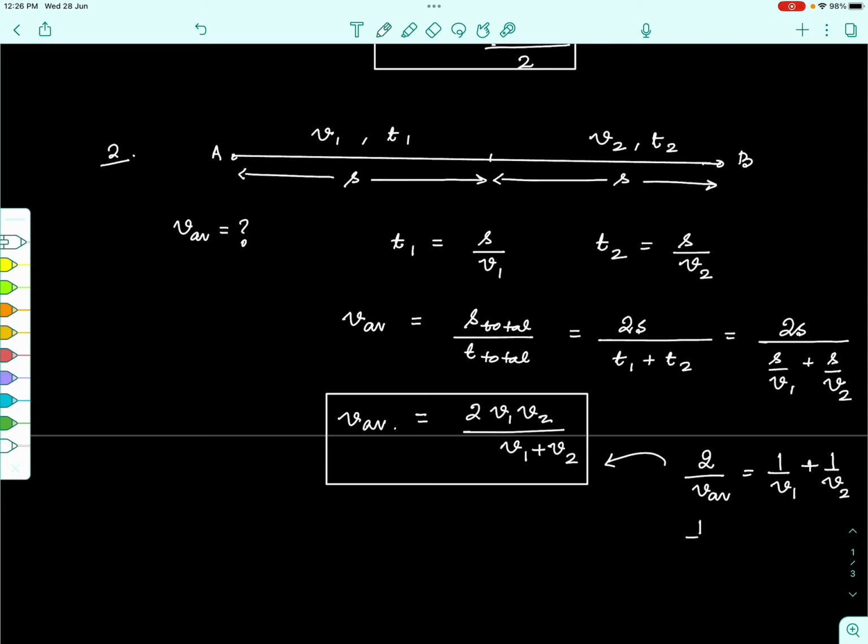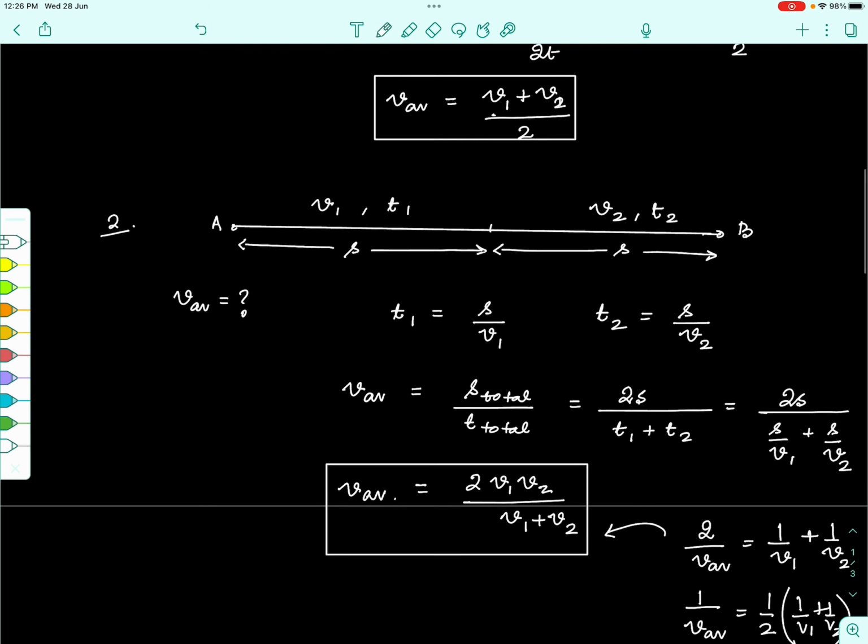Or we can also write this as 1 by V average is equal to 1 by 2 times 1 by V1 plus 1 by V2. So, it is the mean of the reciprocals of the two speeds, that is equal to the reciprocal of the average speed. This is called harmonic mean.